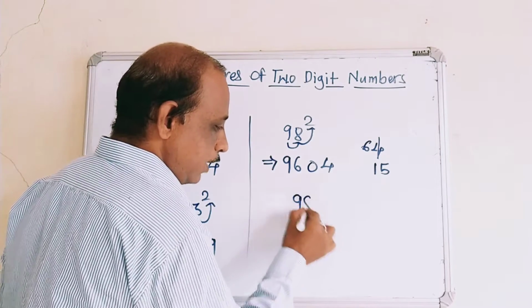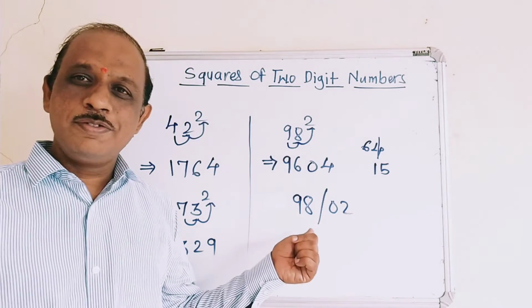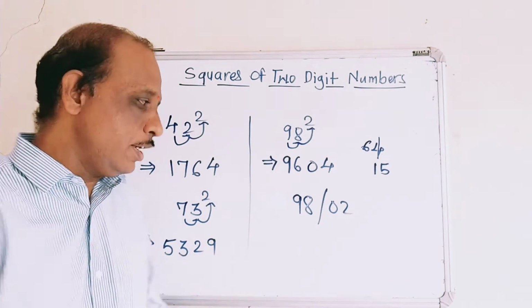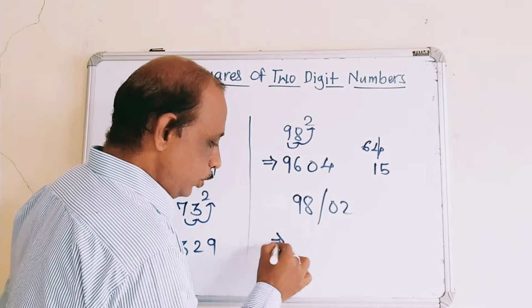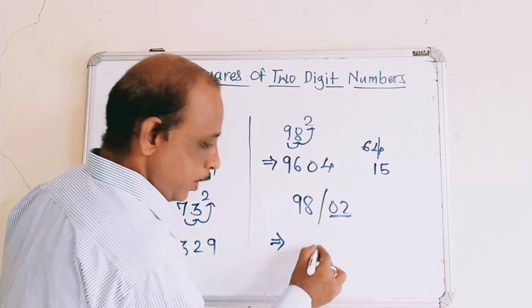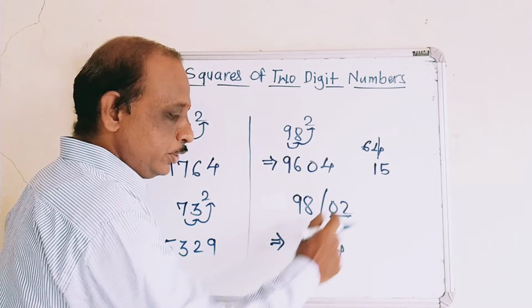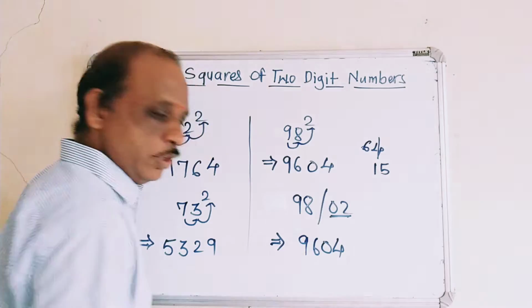So we can write this number as 98/02 because this is 2 less than 100. The base is 100 here. Now what we do, we find the square of this 2. The square of 2 is 4. So I am writing 04 as the base is 100. And then 98 minus 2, you will get 9604.